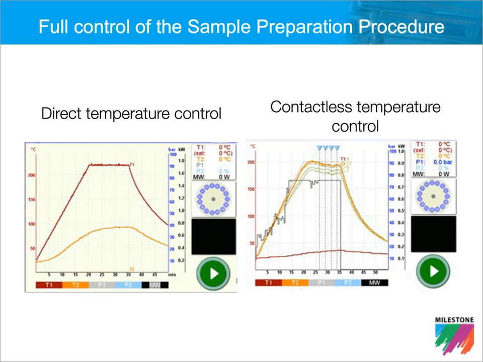As I mentioned, there's two ways of controlling the temperature in the SK15 and the MAXI-44. On the left here, we have direct temperature control, and that would be on the SK15, where we have a temperature probe actually inside of the digested solution, constantly giving feedback to the system so that the system knows how much power needs to be added so that you follow your temperature profile very precisely.